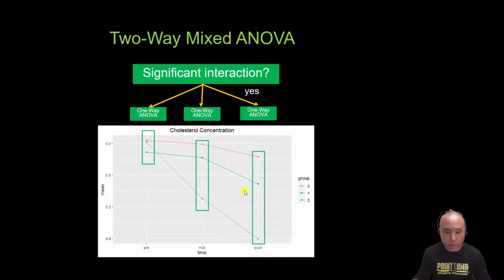So you already know what a one-way ANOVA is, in this case just one independent variable. We're comparing cholesterol concentration between all 3 groups separately at the pre-point, at the midpoint of the 6-month intervention period, and after 6 months. So we'll go over in RStudio and run this real quick.